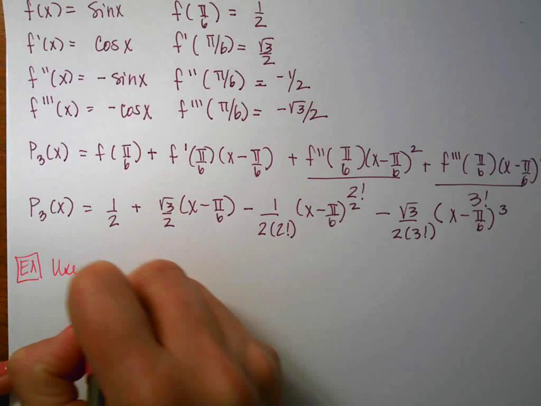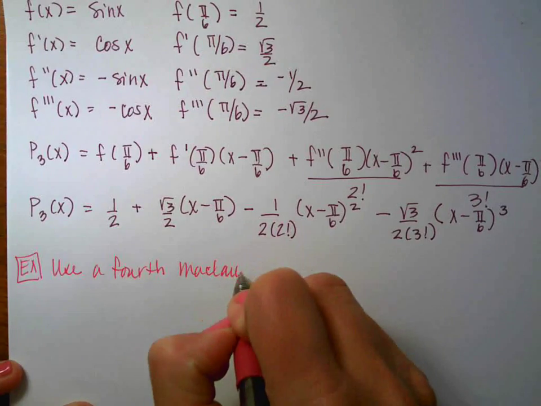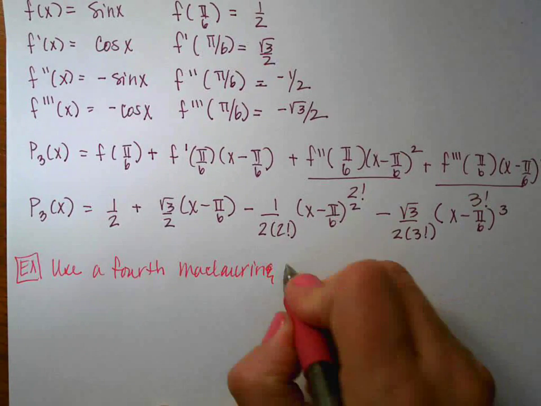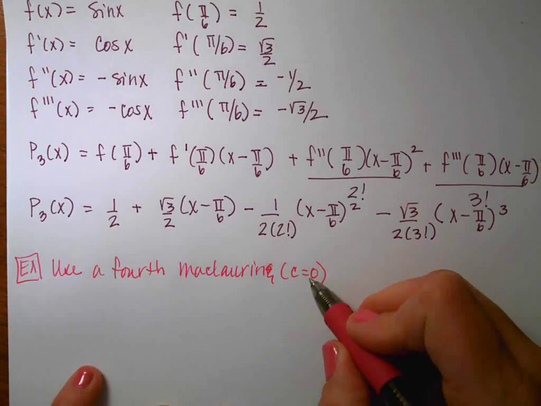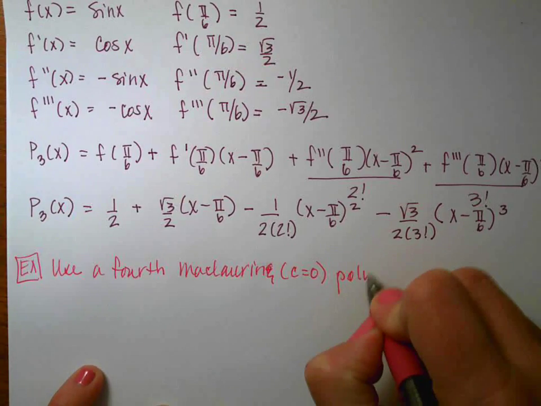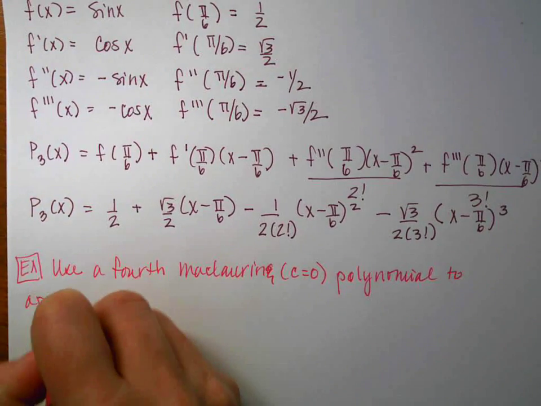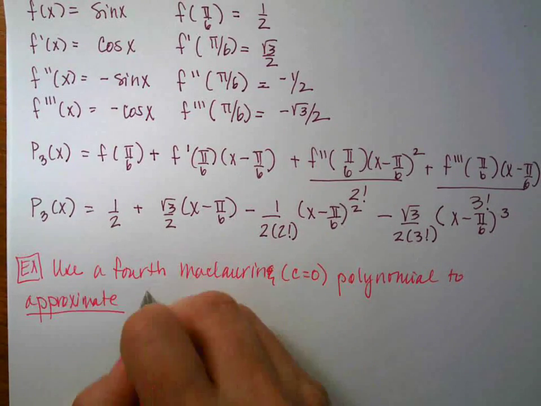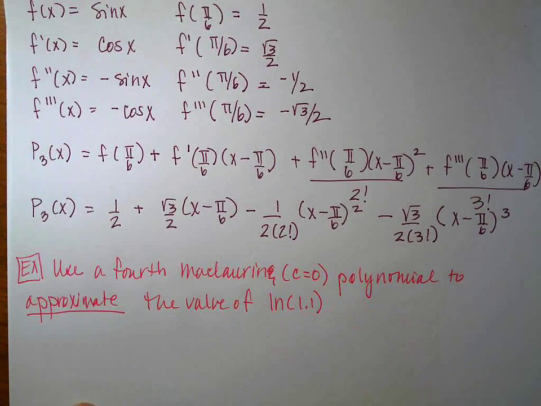For the next example, I want to use a fourth Maclaurin polynomial. Remember that for a Maclaurin polynomial, that just means that our c is equal to 0. So it's a Taylor polynomial with a c of 0. I want to use a fourth Maclaurin polynomial to approximate, and this is going to be a key word that we're going to talk about in just a little bit, the value of the natural log of 1.1.